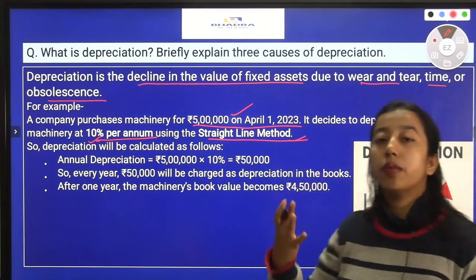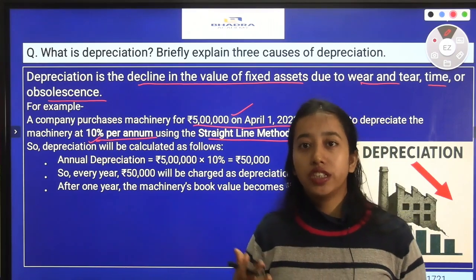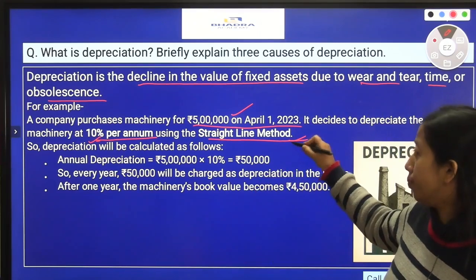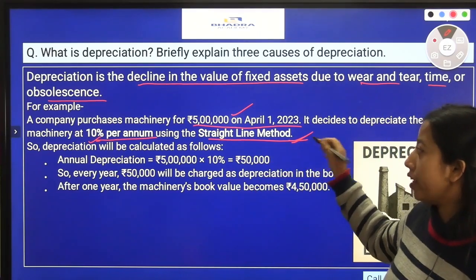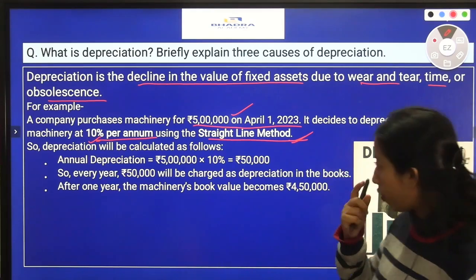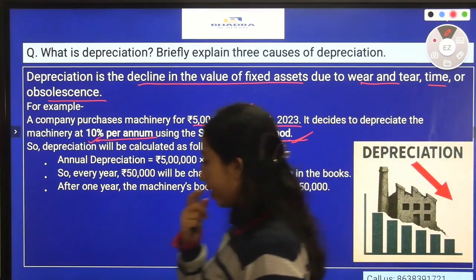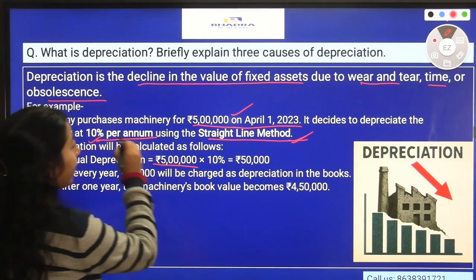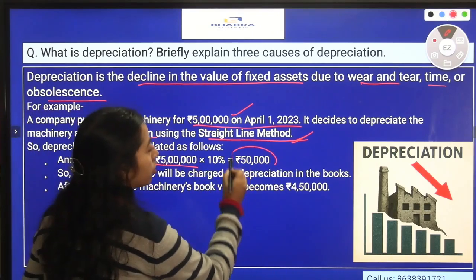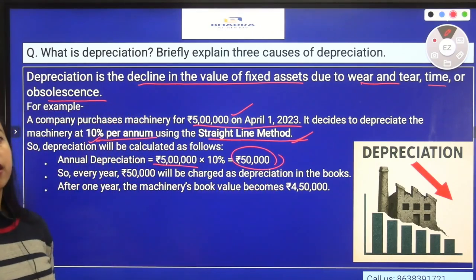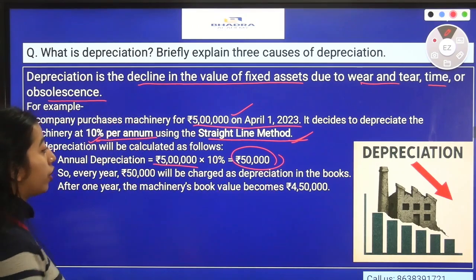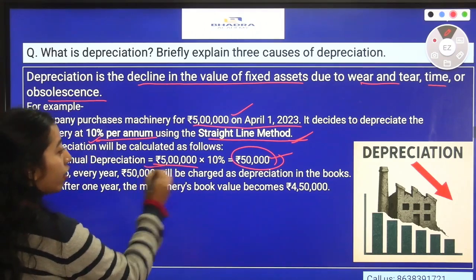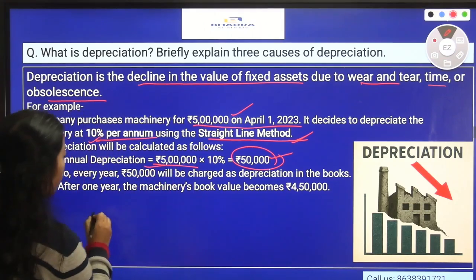There are different methods of charging depreciation on fixed assets. In our case here, we will calculate depreciation by the straight line method. So what will be the annual depreciation when the machinery is bought for rupees 5 lakh? 10% of 5 lakh will be 50,000. So in the first year, the depreciation charged on that machinery will be 50,000. And at the end of that period, what will be the value of that machinery?